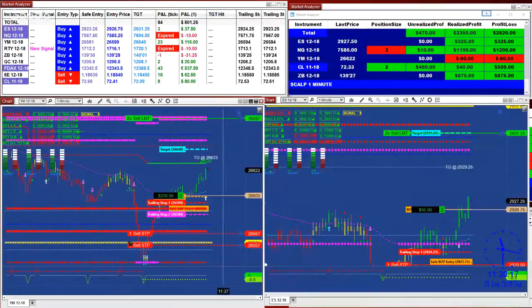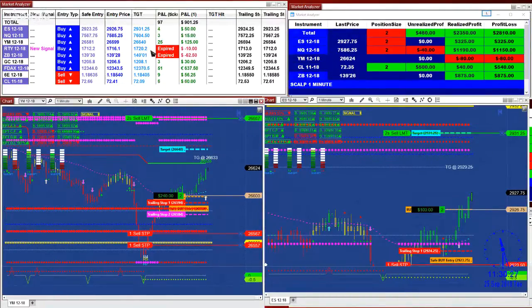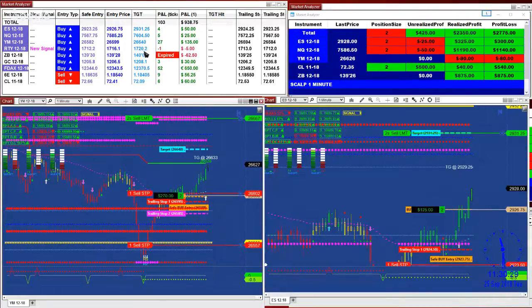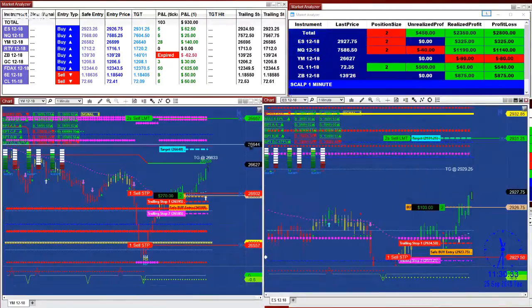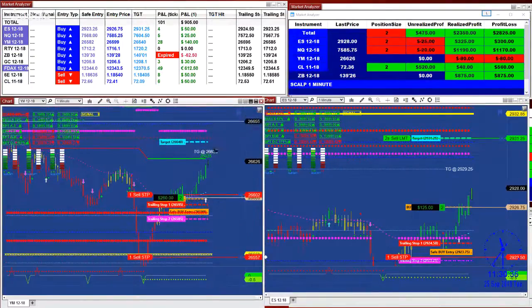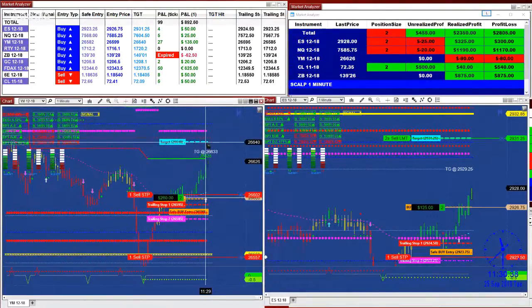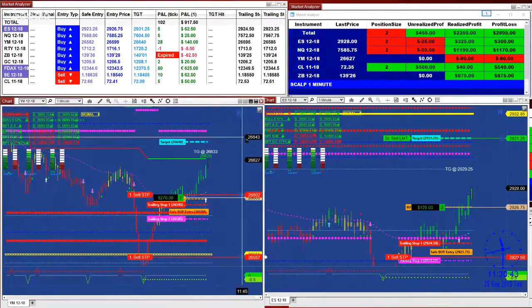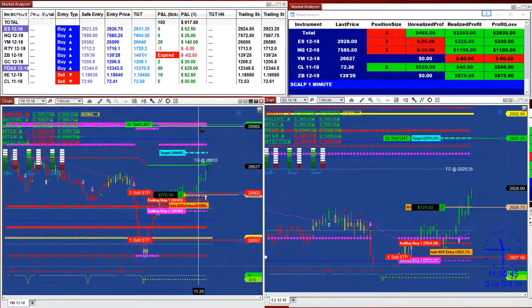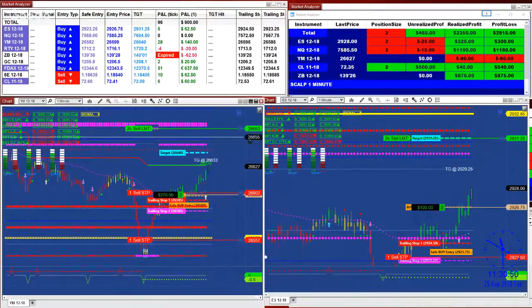We have a new signal on the Russell. Entry 716.1. Target is 1720.2. So this is really good. Here we go. The target on the YM is 66.40. That will give you 40 ticks. And if you want to juice it up a little bit, you can do that by putting it at 663.